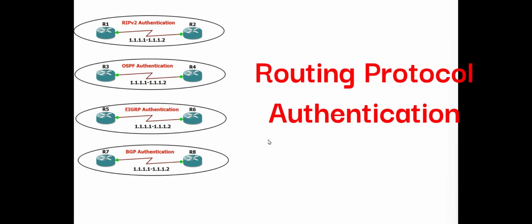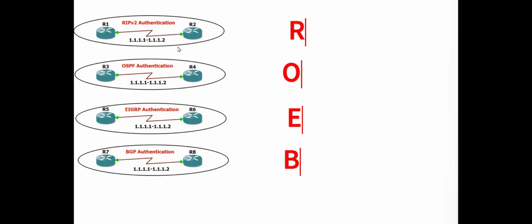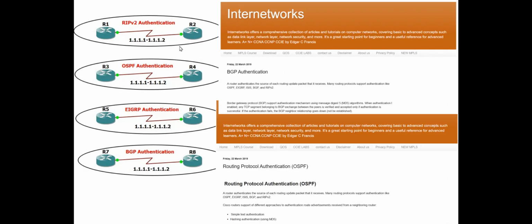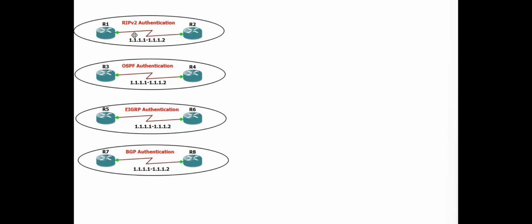Welcome to Internetworks. In this video, we are going to see routing protocol authentication of RIPv2, OSPF, EIGRP and BGP. If you want to know more in detail about the types of authentication and many more, please click the link in the description box. First, we see the configuration of the RIP authentication.